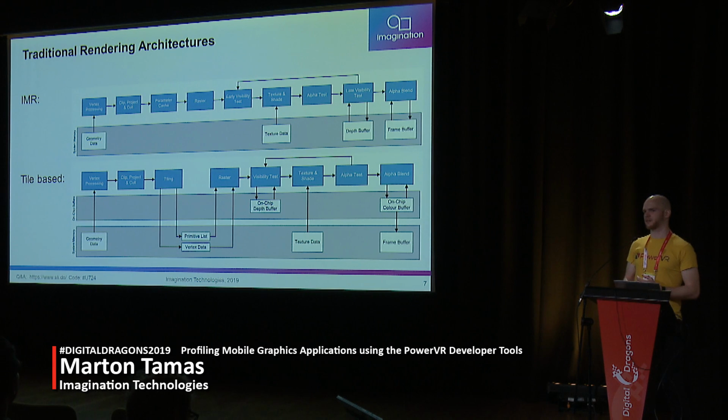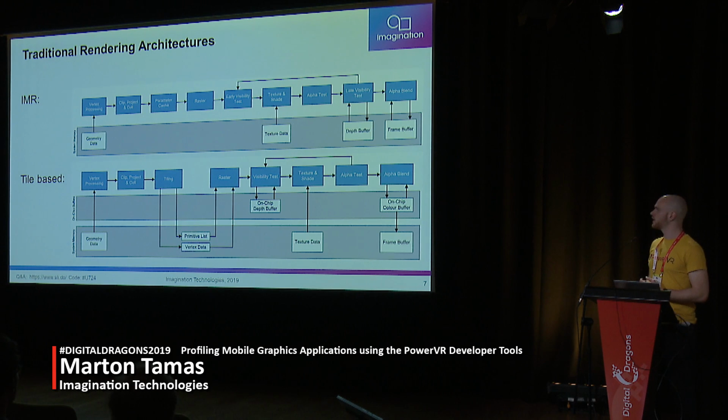So now let's talk about graphics architectures. First, let's go through the traditional graphics architectures. Let's start with immediate mode rendering. Immediate mode rendering works by essentially taking a primitive, such as a triangle, sending it through the entire graphics pipeline without doing anything clever, and then rasterizing it and putting it on screen.